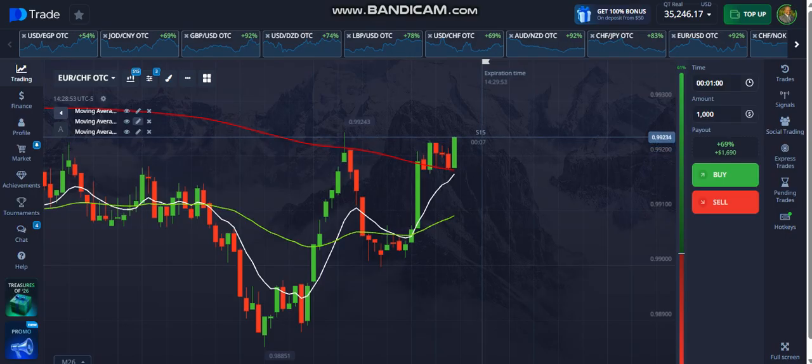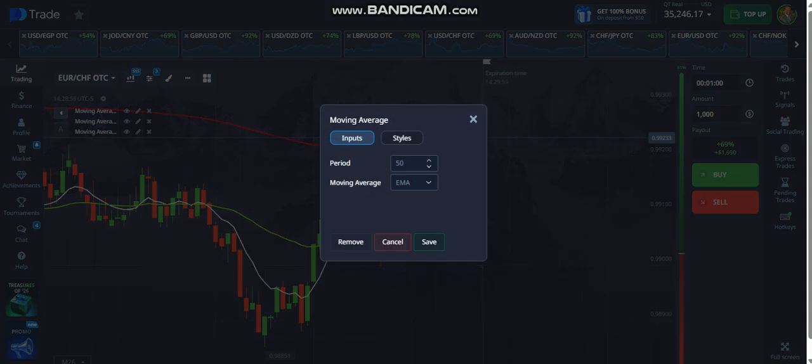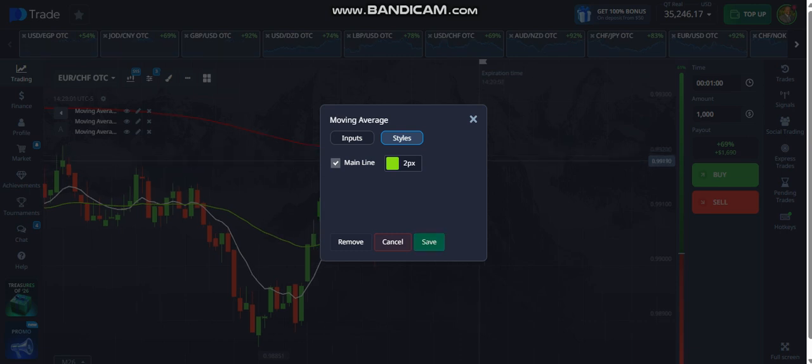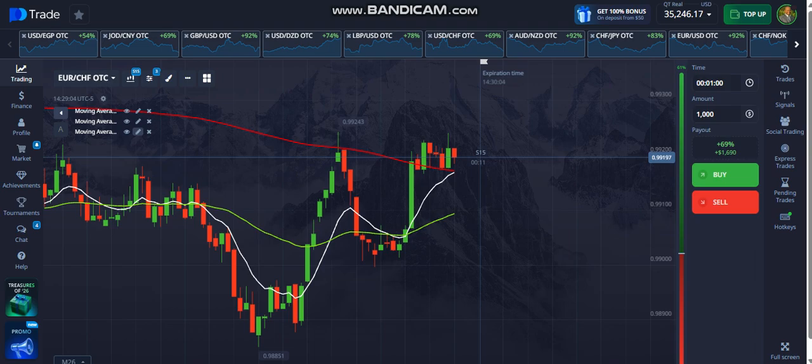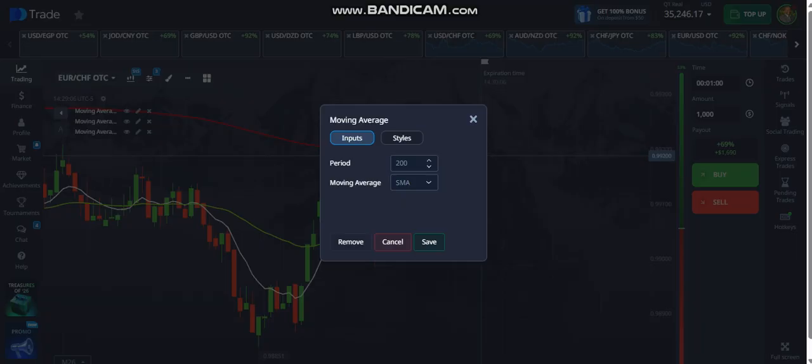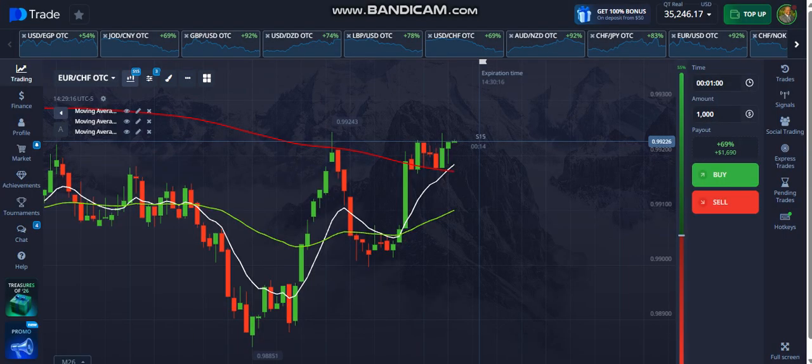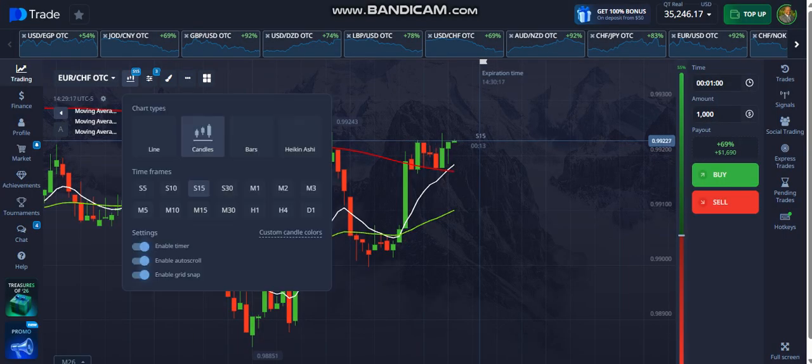The second moving average will be the 50 period EMA, which is the green line. Okay. And the third moving average, I've set to 200 period SMA, simple moving average, and that is the red line. Okay. In addition to that, my candlestick charts, I've set them to 15-second regular Japanese candles.